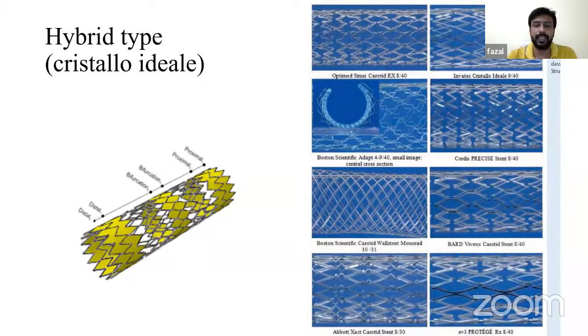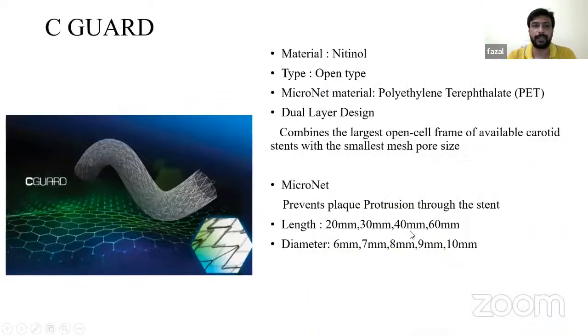Whereas if you see the stents which we commonly use, the proximal part would be straight type and the distal part would be tapered, and the whole stent will be either a closed type or an open type.